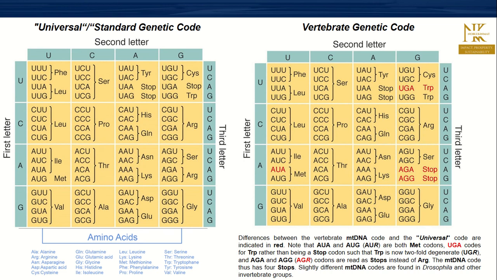Now we have the universal genetic code and the vertebrate genetic code, and we can see the differences between the two indicated in red. In the case of the universal code, AUG always signifies the start codon, which is methionine, whereas here we have two start codons in the vertebrate code, which are AUA and AUG. The stop codon is denoted by these two and these two, and then we have tryptophan that is different to the one here.